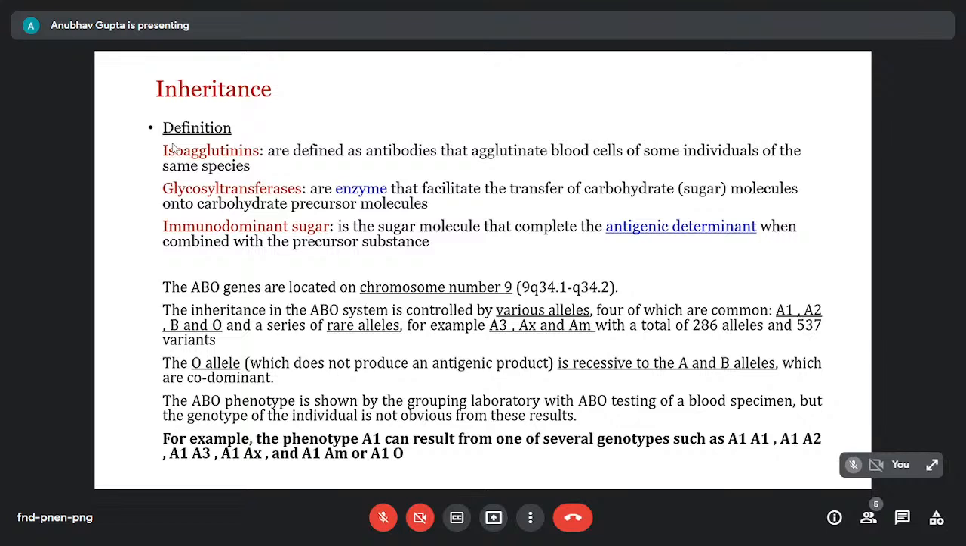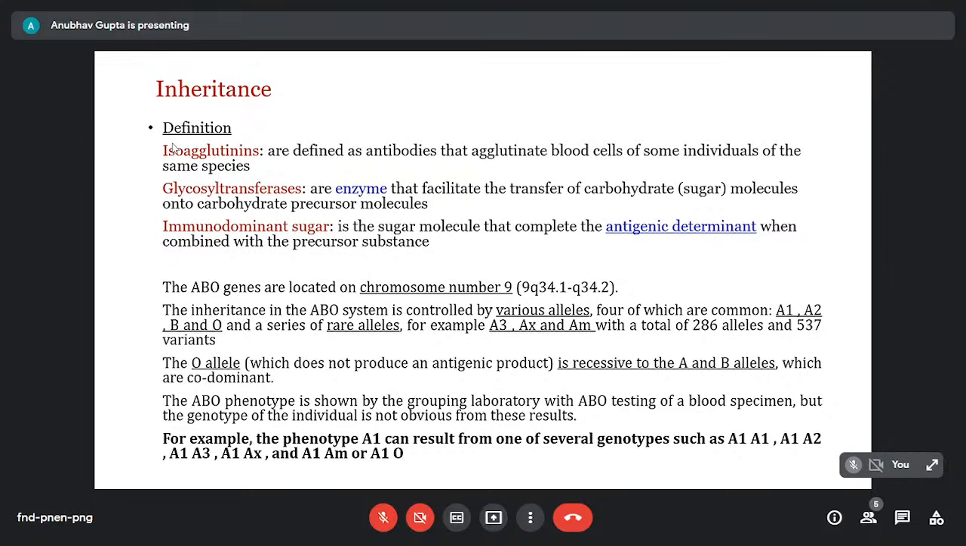So we know what is the A allele, what is the B allele, what is the O allele. Basically, the O allele does not produce any antigenic product. It is recessive to the A and B alleles, and the A and B alleles are co-dominant. So basically, the inheritance of A and B genes is co-dominant.